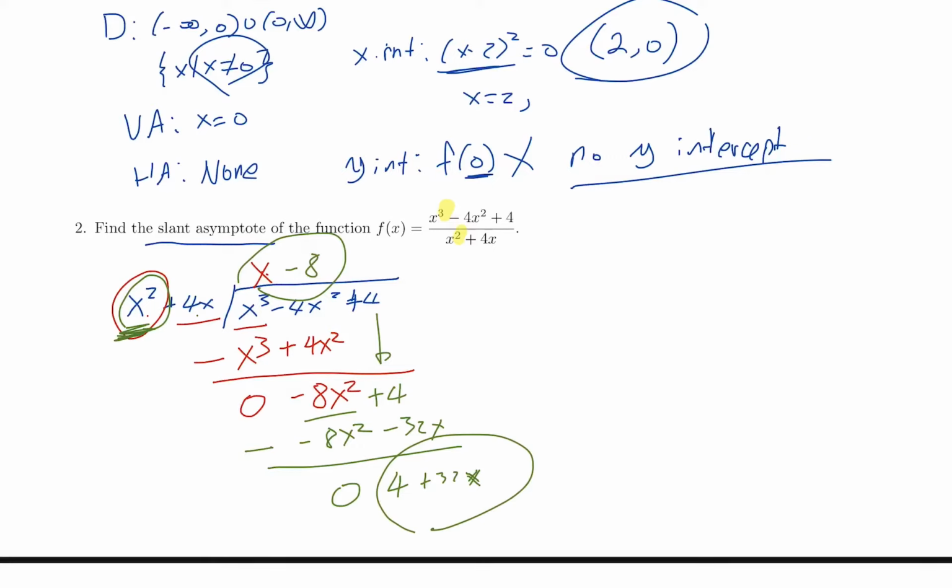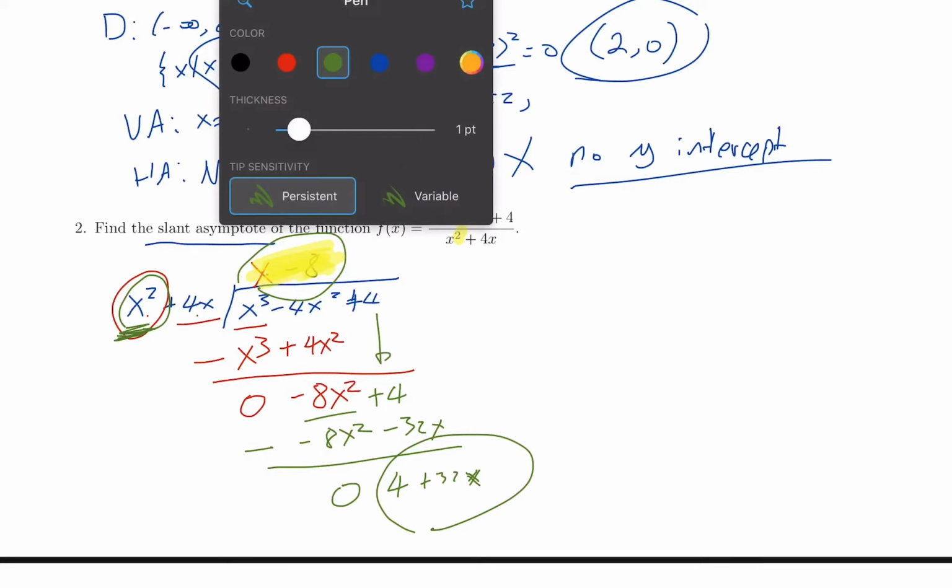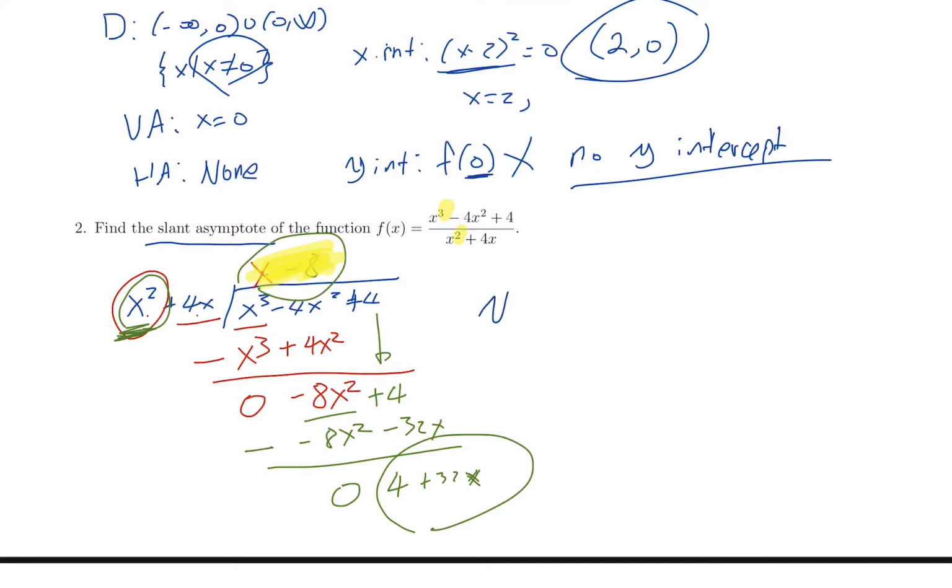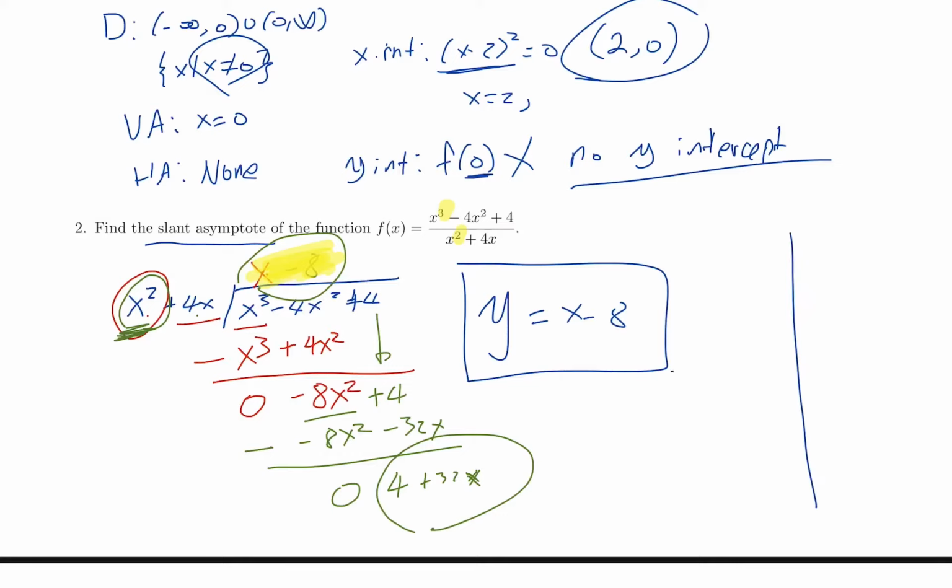And for the purpose of finding slant asymptote, we don't care about the remainder. We only look at the quotient. So that means the linear equation y equals x minus 8 is the slant asymptote. So that means for this function, however it looks, with negative 8 here, here's the diagonal line, and here's the asymptote.